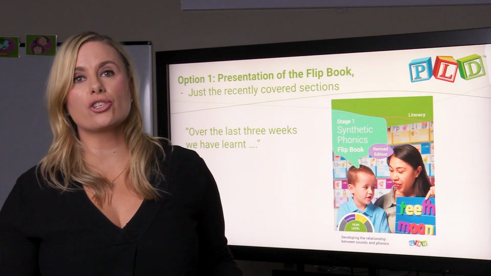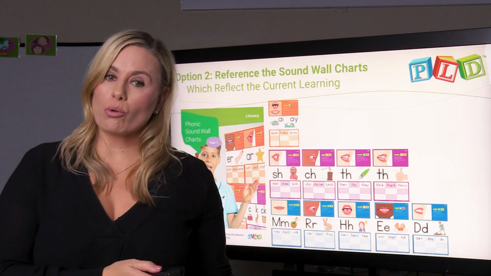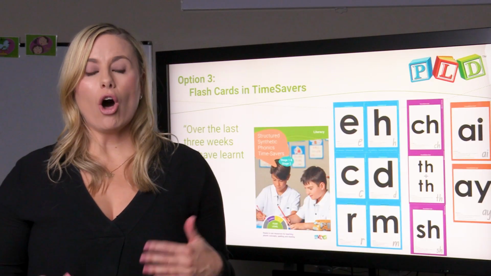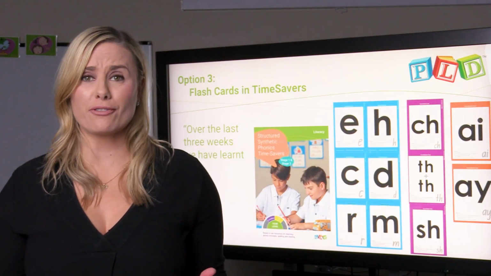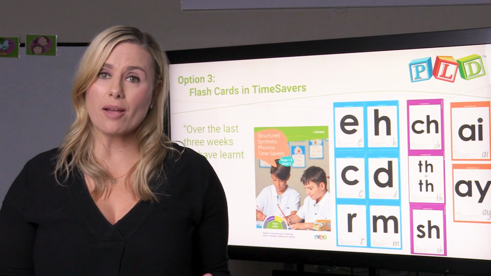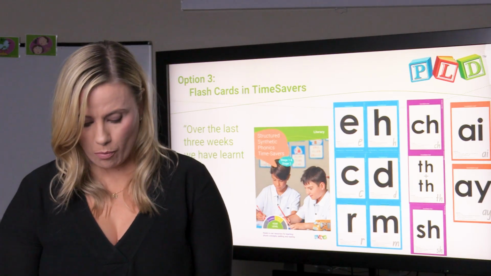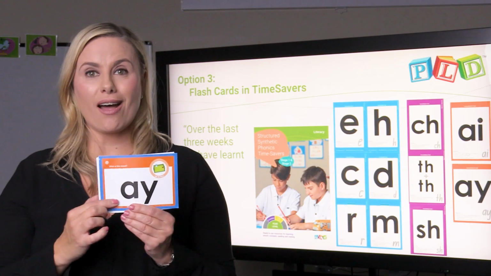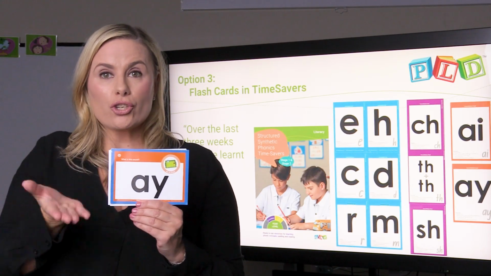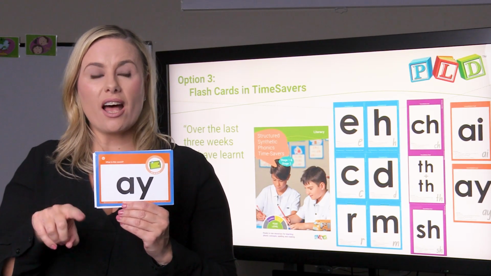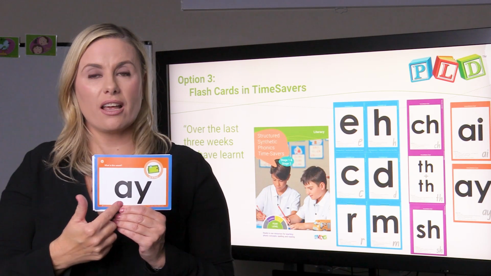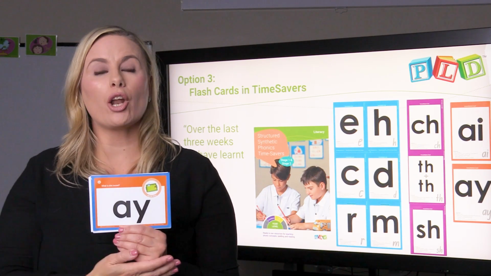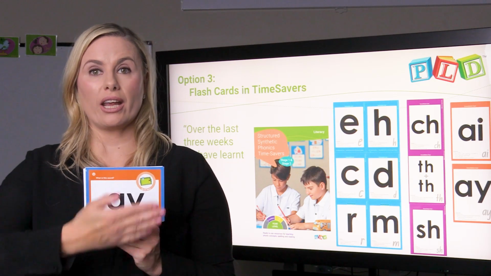Option 2 is to use the sound wall charts which reflect the current learning in your classroom. Option 3 is to use the really handy flashcards that you can find inside your Time Savers books. Group 1, over the last 3 weeks, we have been learning the digraph sound A of tray. 2 letters making one sound. Where might I find this sound? At the end of a word. Pick up your whiteboard markers and I want you to write A of tray. Go.